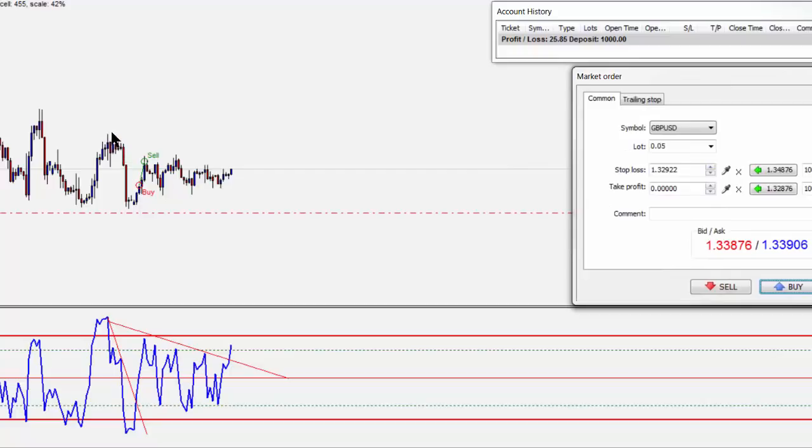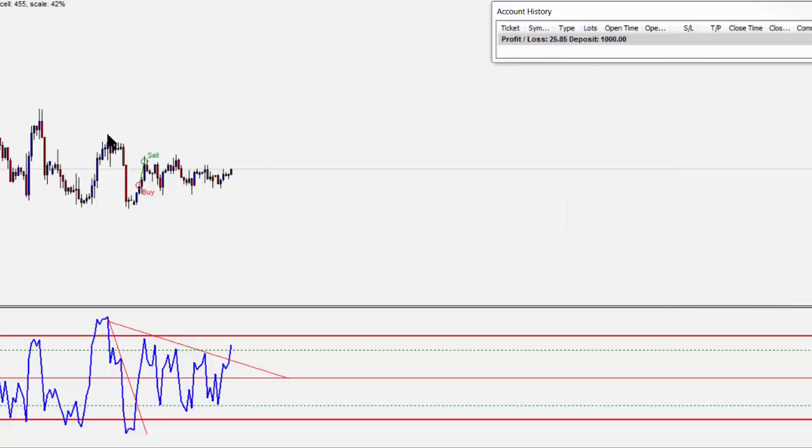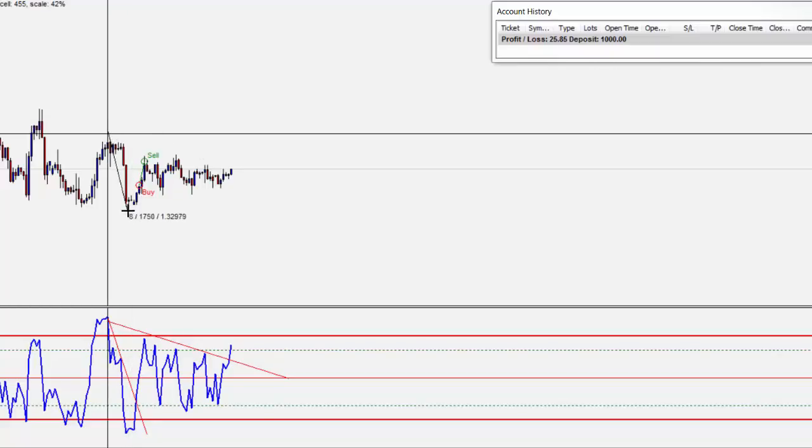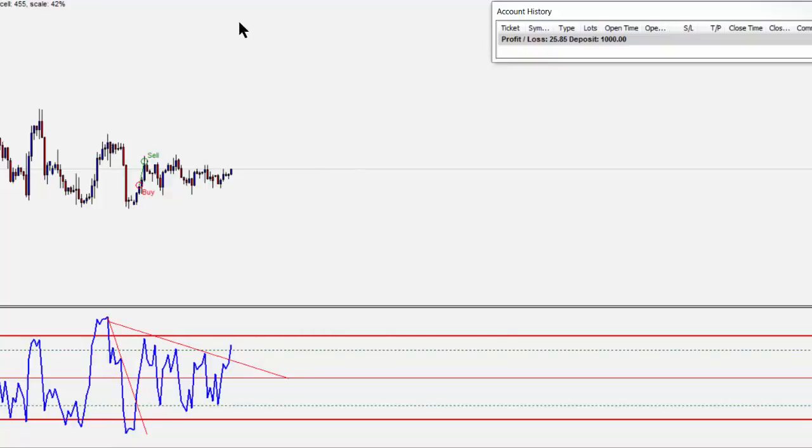This is actually a triangle that's developed. So I'm just going to close that. This is actually a triangle that's developed, so I expect it to go almost as big as the triangle.